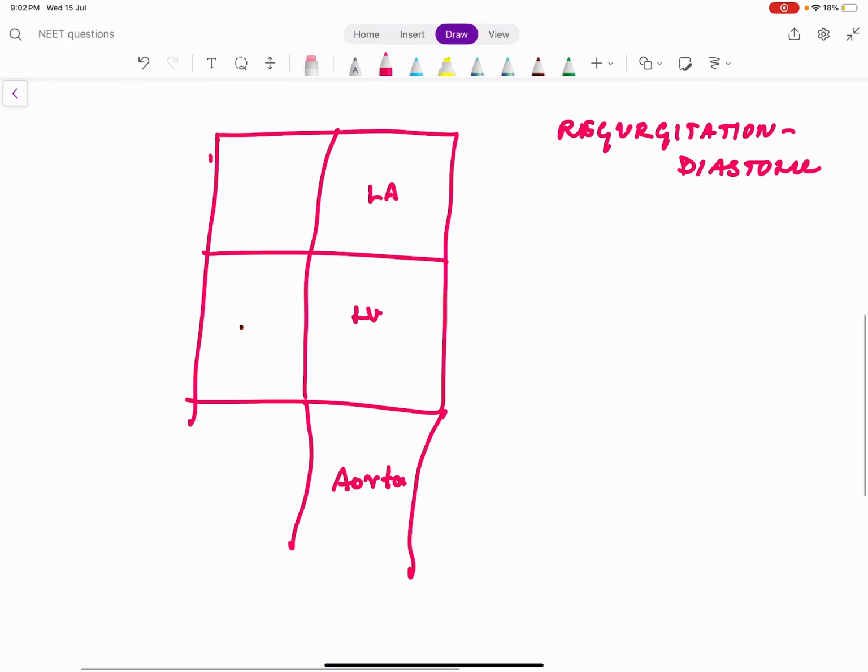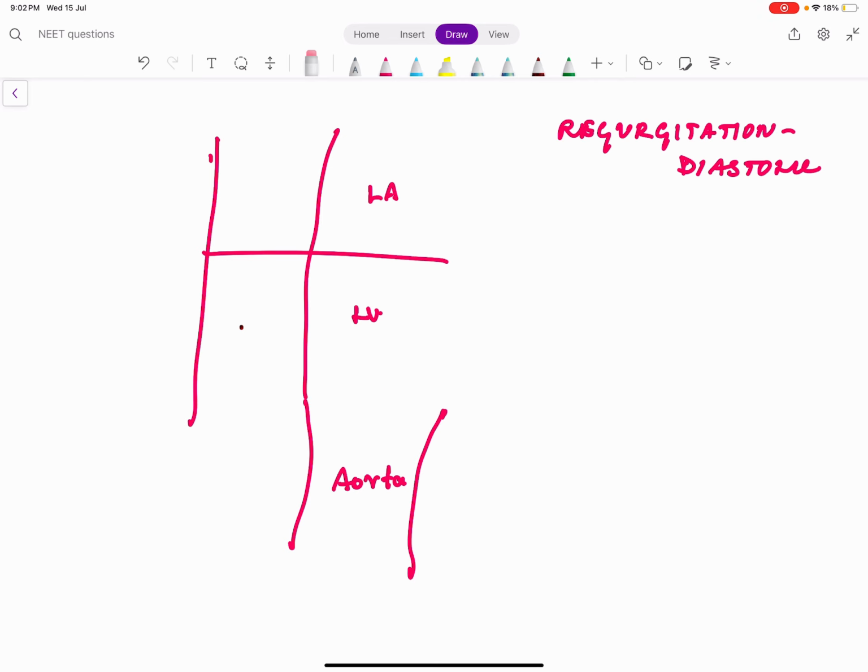So what happens here? Normally, during left ventricular diastole, the aortic valve should close completely and it should not allow any blood flow from the aorta to the left ventricle. But in regurgitation, what happens? There is a small gap. So during diastole, the aortic valve does not close completely. So some blood from the aorta will come back into the left ventricle.